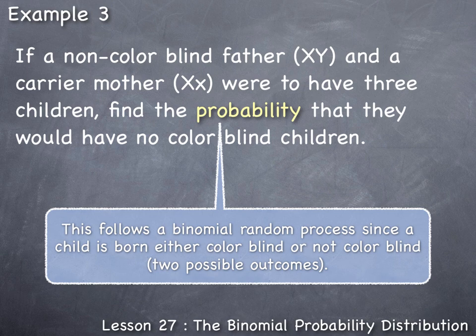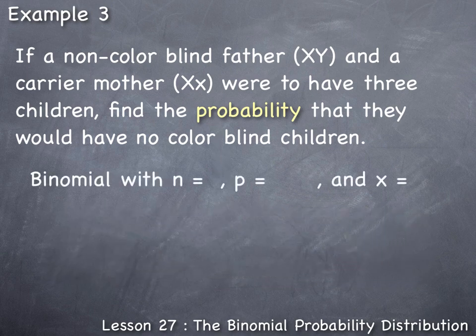Now, to use the binomial probability distribution formula, we need to know the values of the 3 variables: the n, the p, and the x. Starting with n, n represents the total number of attempts. So the problem states that this couple were to have 3 children. So 3, the total number of children, would be the value of n. N equals 3.